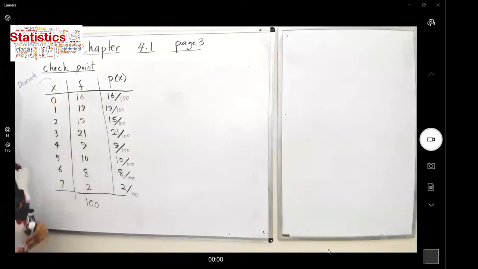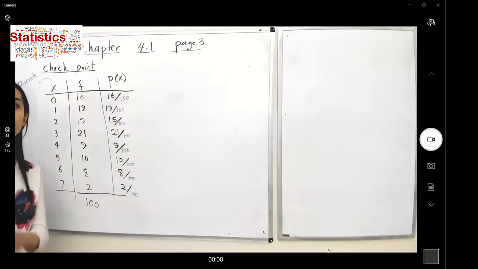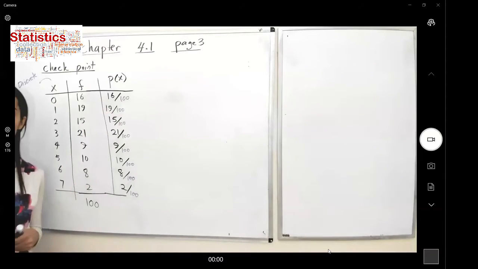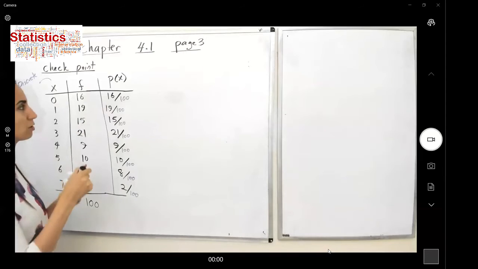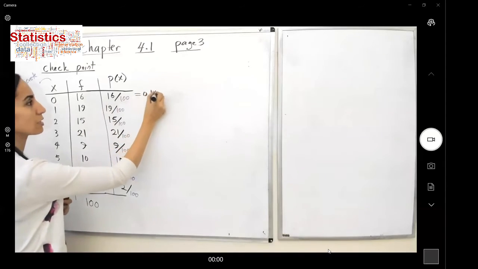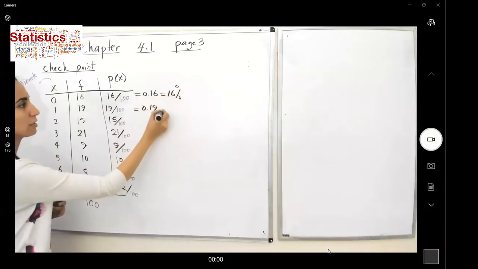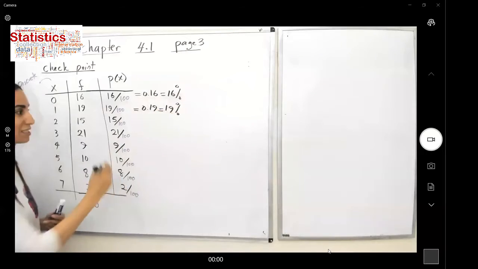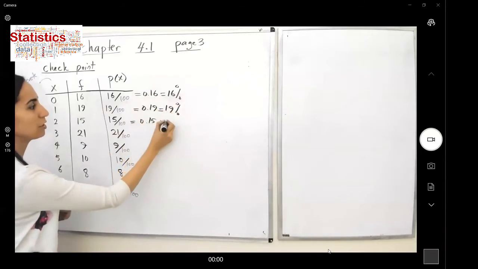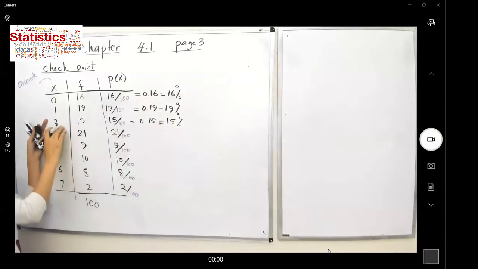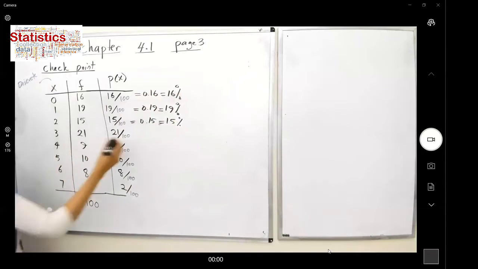The frequency of no sale is 16 days. For 16 days, that person didn't sell anything. No sale at all. 16 divided by 100, 16%. So you can say that this is 0.16 or 16%. 0.19, 19% is the chance. 0.15, 15% is the chance that that person sold 2 items.